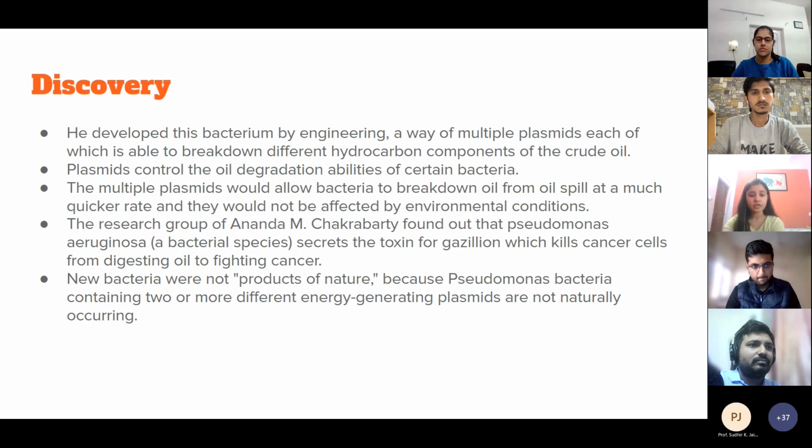The research group of Anandam Chakrabarti found out that Pseudomonas aeruginosa, a bacterial species, secretes the toxin azurin, which kills cancer cells, so a bacterium that digests oil can also fight cancer. Next slide, please.